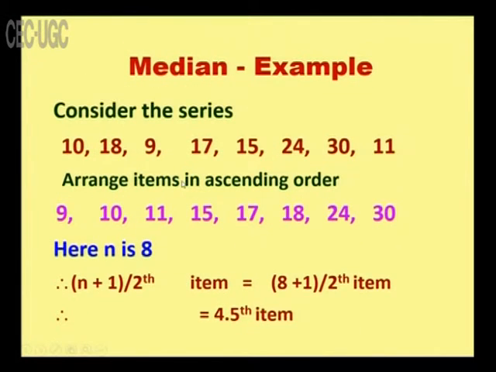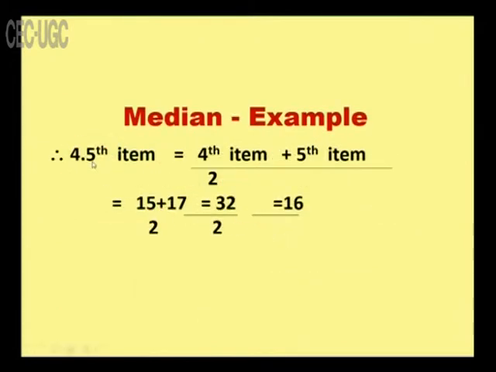Now, another example, and here the number of items is even, and in the same way we have arranged the data in ascending order. With the same formula (n plus 1) by 2 th item, that is 8 plus 1 by 2, that is 4.5. So, in that case, how do we find the median? The 4.5th item is equal to the (4th item plus 5th item) by 2. That means, the 4th item is 15, the 5th item is 17, so 32 by 2, that is equal to 16. And so, by this formula we can find the median.